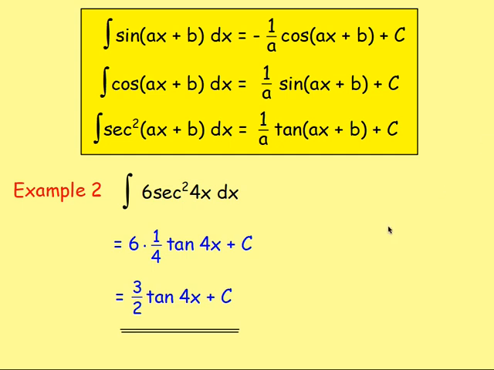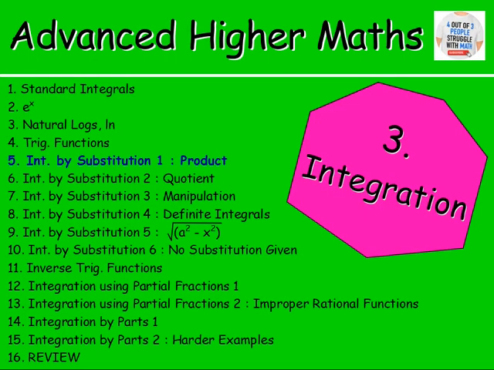We tried some examples then. If we had 6 sec squared 4x, well, the 6 will stay as it is. Sec squared, if we integrate it, goes to tan, so it'll go to tan of 4x, but divide by the derivative of the part that's in the brackets. And here you're imagining in your head that that is sec squared of 4x, so you're dividing by 4. And that is where that quarter comes in. After that, simplify that, and you get 3 over 2 tan 4x.